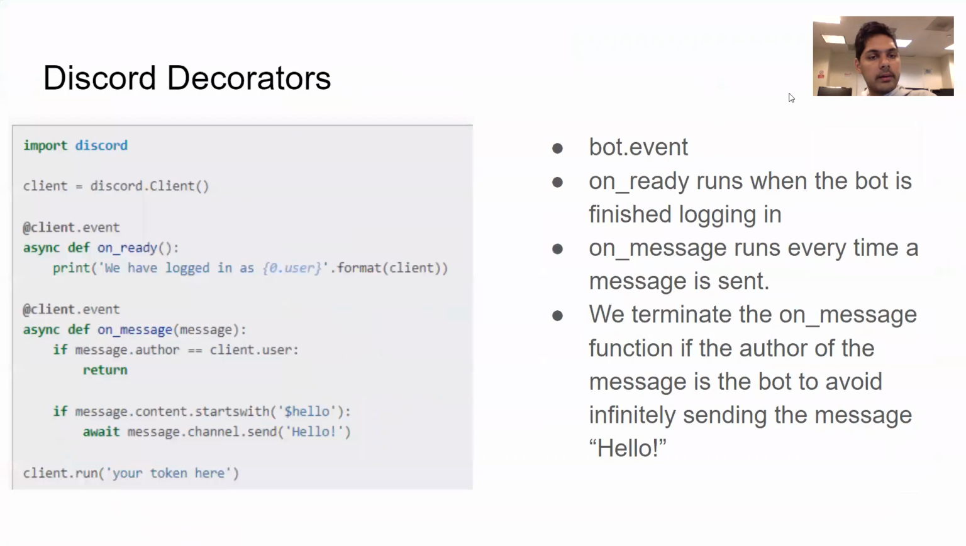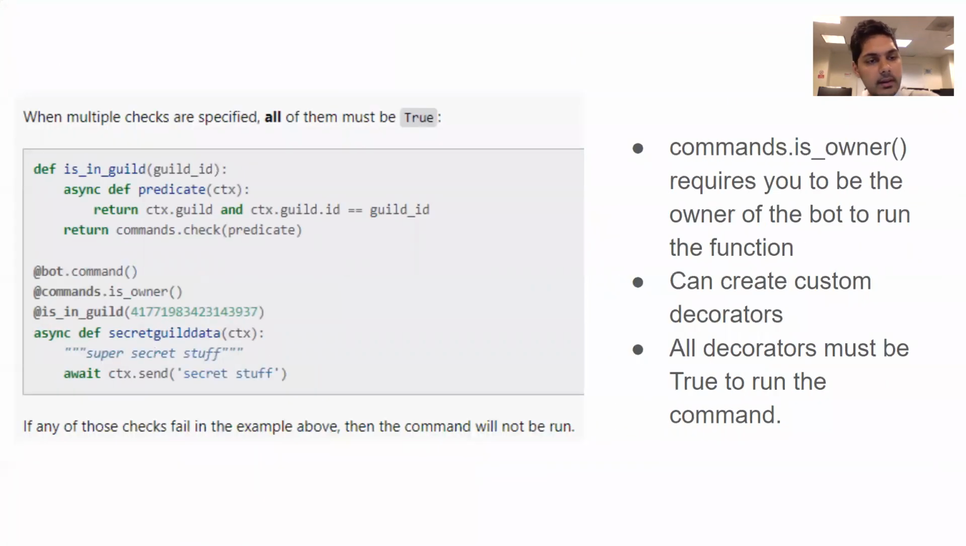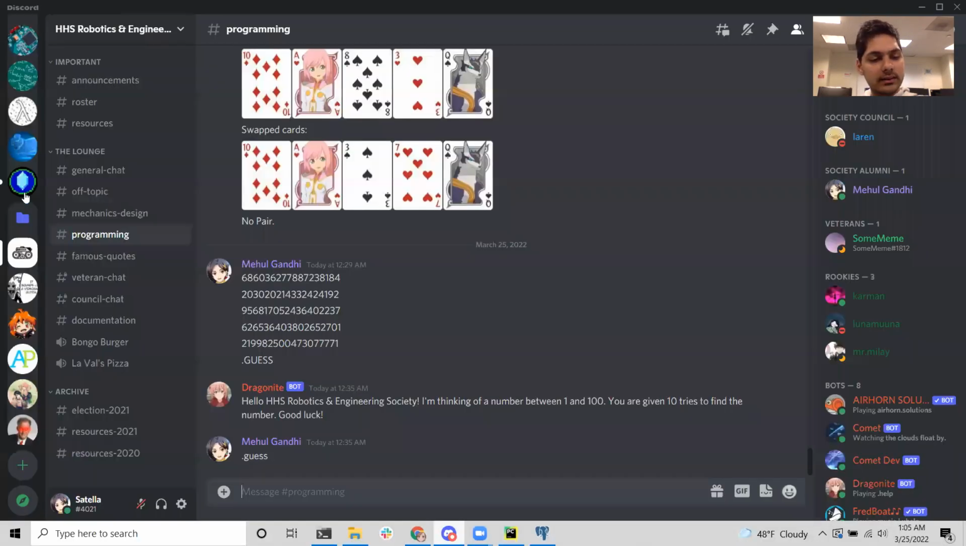So there are other decorators. You can make your own custom decorators, I guess. Here are some common ones, you're probably not going to use all of these, but we can stack them together. We have a command, super secret guild data. So we're saying this is a command, and this command can only be used by the owner. On top of that, we can only use this command in the guild with this guild ID, because remember, every guild has a guild ID. The robotics club guild ID is this one right here.